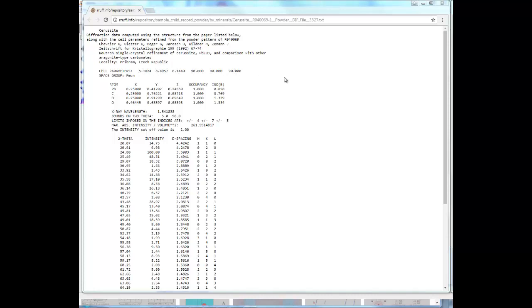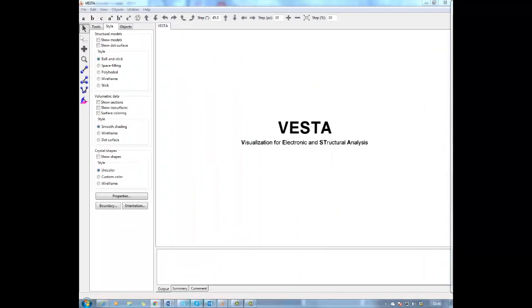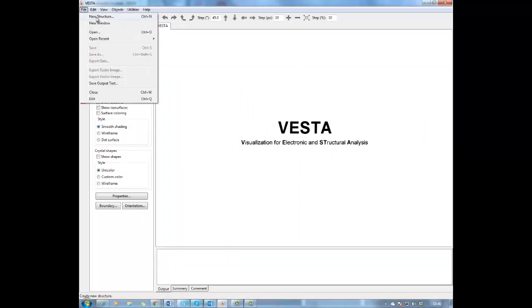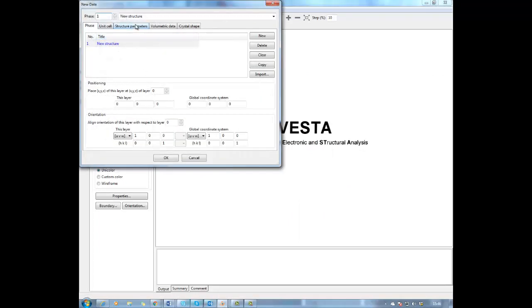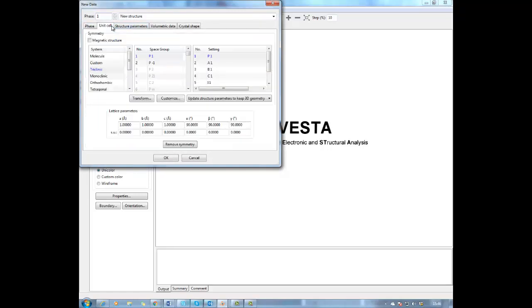So I'm going to now place them into VESTA, and to do that, I'll take that back over there. I'll go to File, New Structure, and then in the structure parameters, the unit cell, I'll put in the unit cell first. So the unit cell, once again, said the space group was Pmcn.